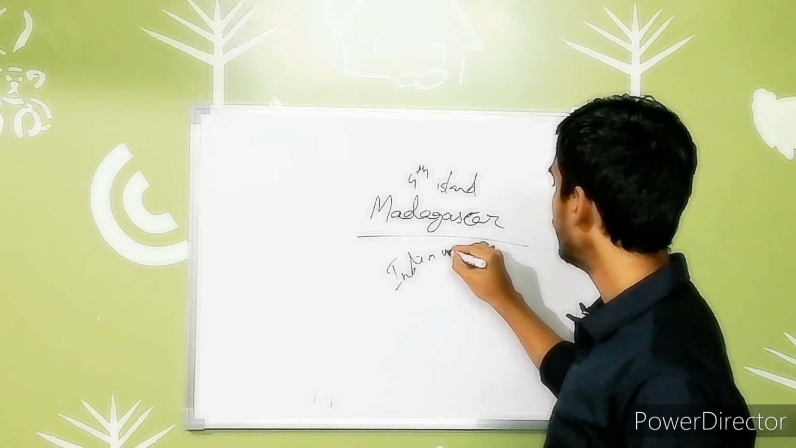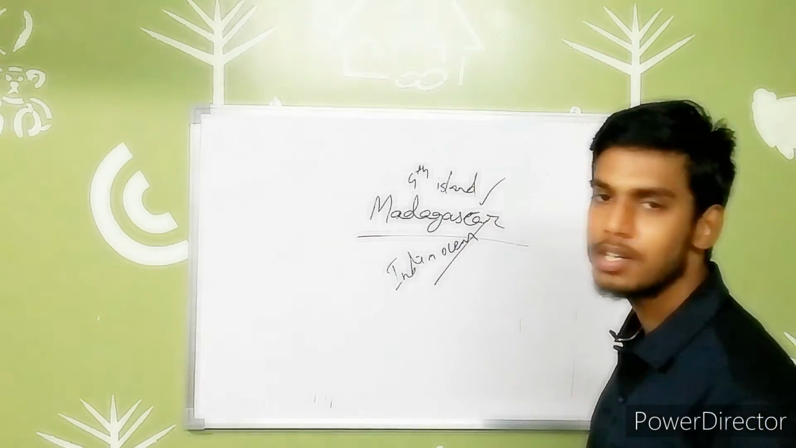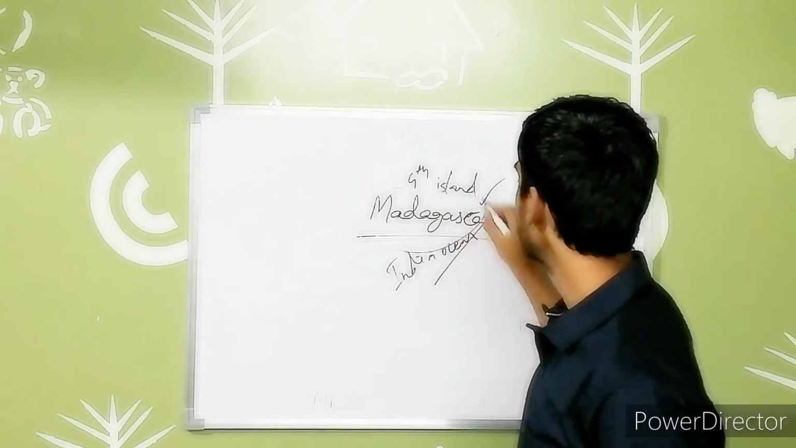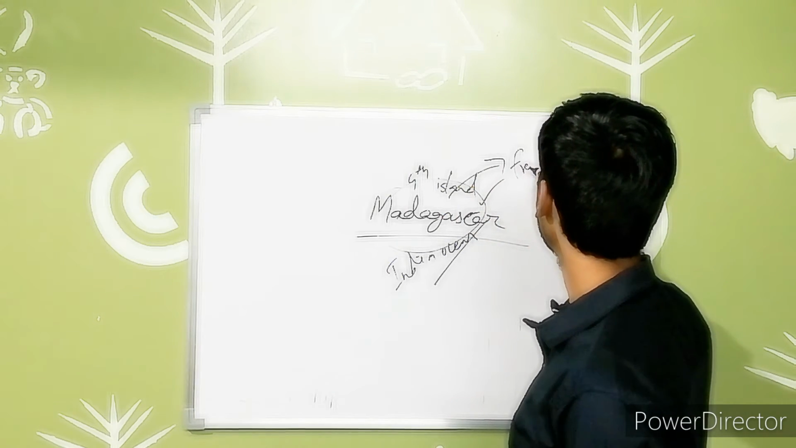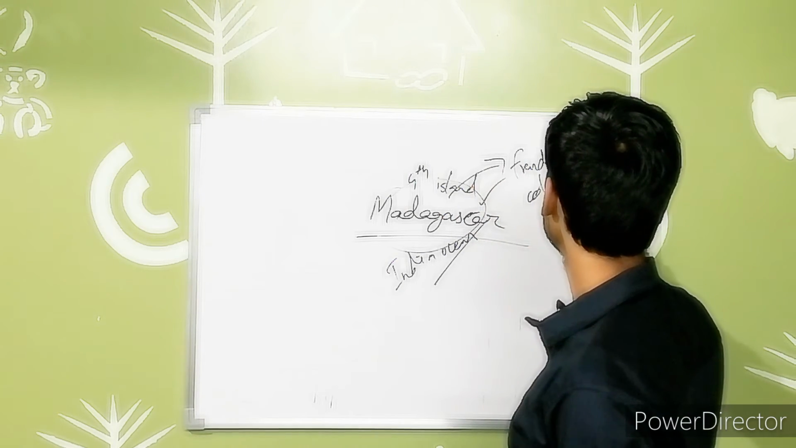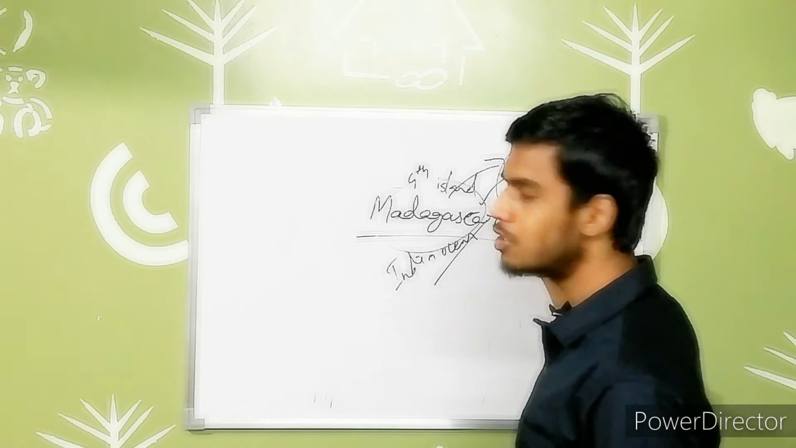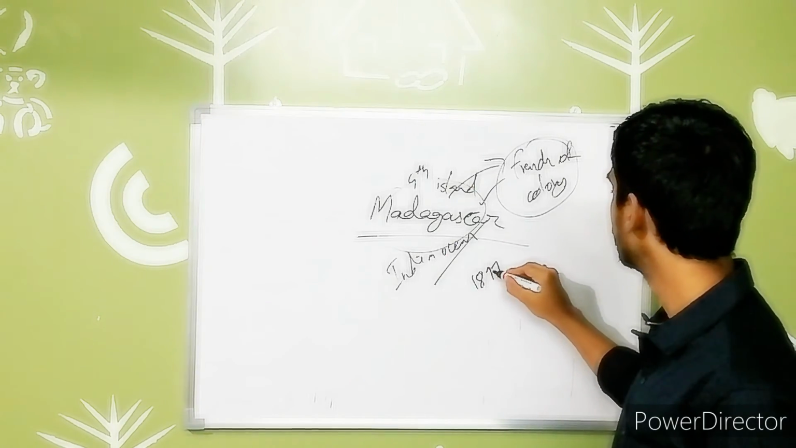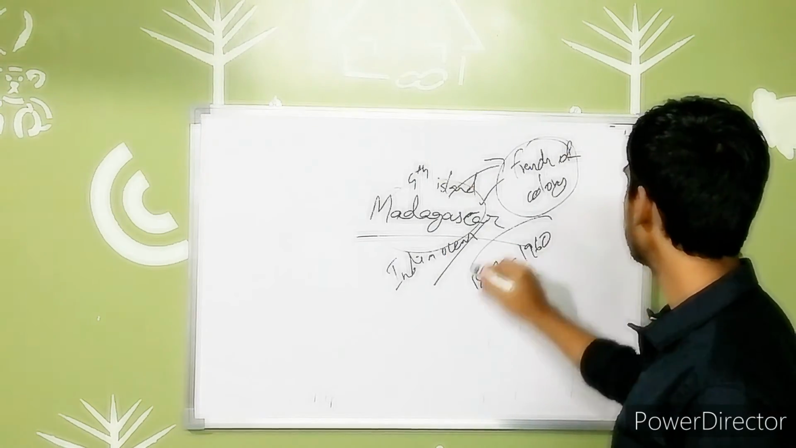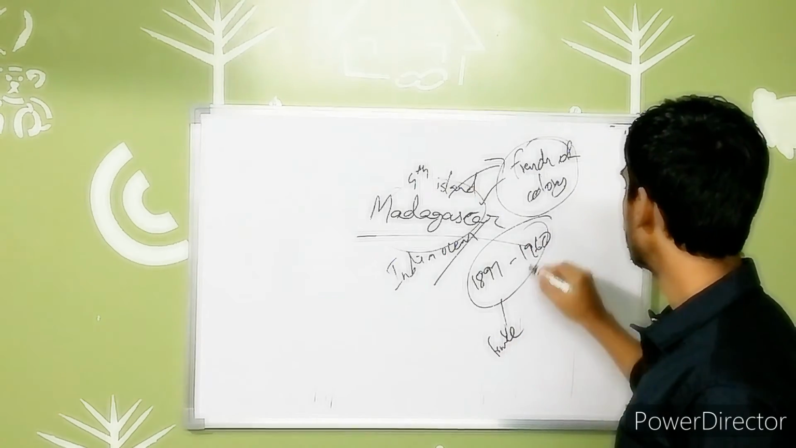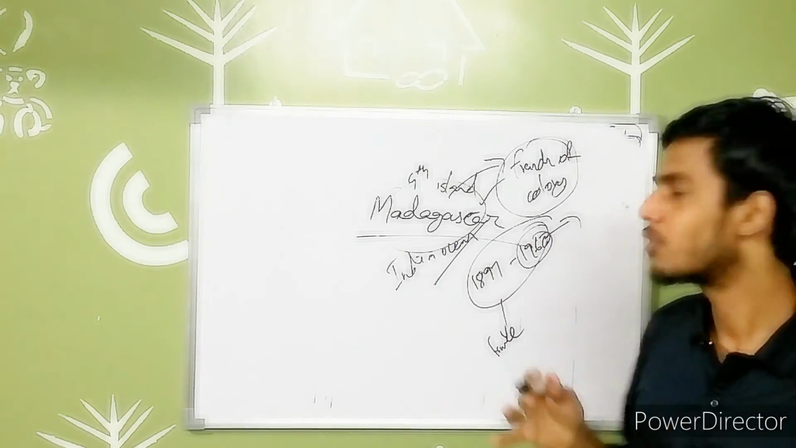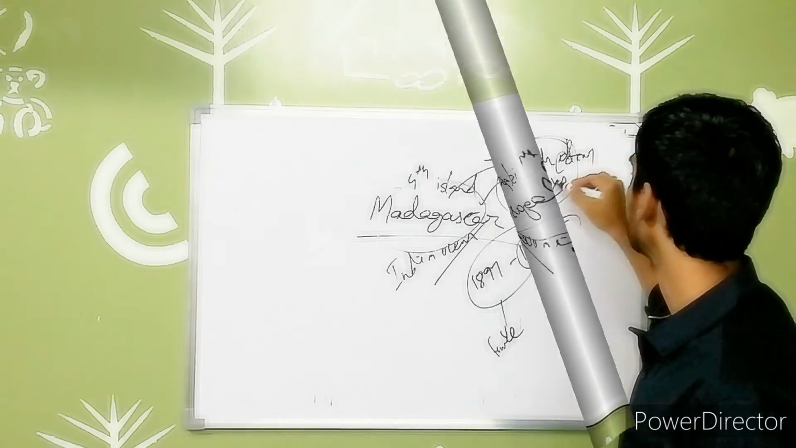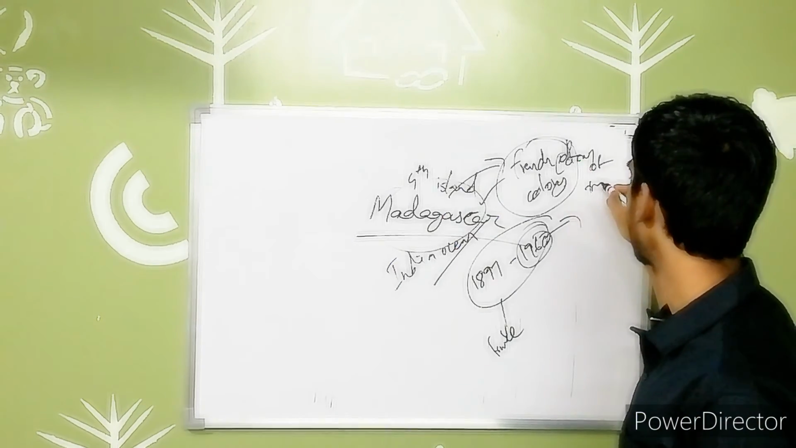When you are talking about this, it has one important feature, guys. Between the years 1897 to 1960, Madagascar was known as a French colony. Why? Because during this period, 1897 to 1960, it was under the control of France. After 1960, it got independence from France. So during this time it is called a French colony of France.